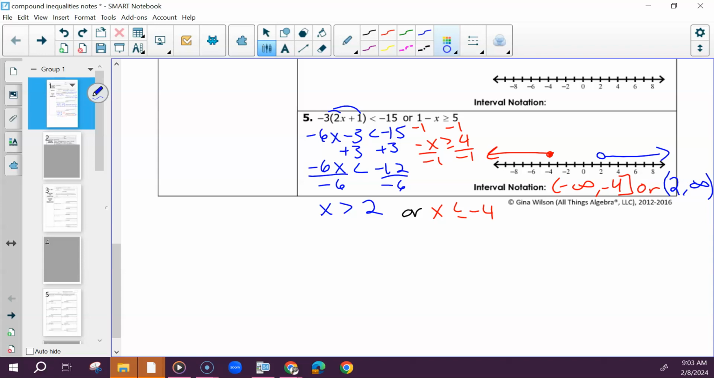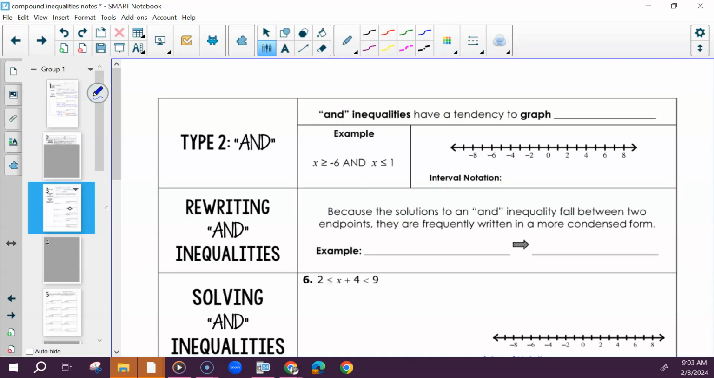Flip it over to the back. So now we're going to turn to the AND inequalities. And everything we just did is going to be opposite for AND. So instead of graphing them apart and solving them separately, you're going to do everything together. So these have a tendency to graph together.